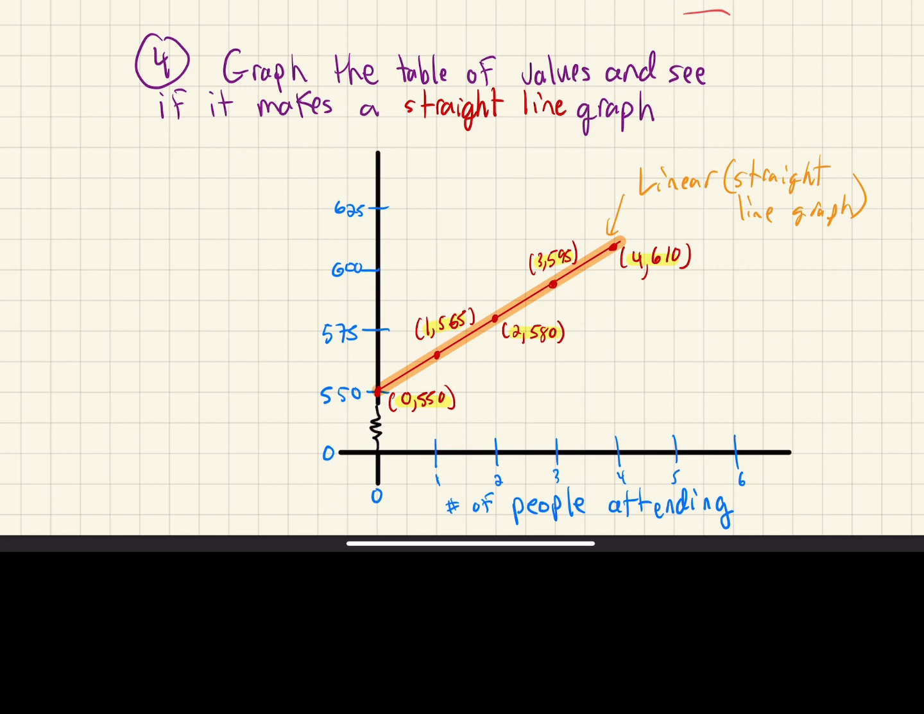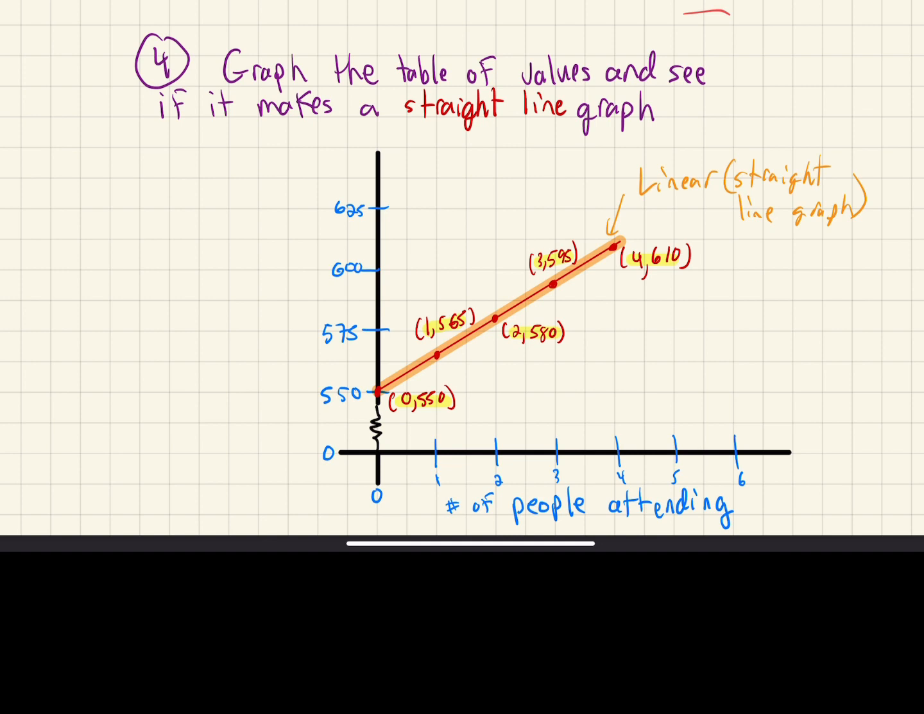Once we plot the values from the table of values and we graph them, we do see that we indeed get a straight line graph. Now I've marked each point from the table of values and what they represent on this graph, and I've highlighted them here in yellow so you could see, well, what point refers to which table values.